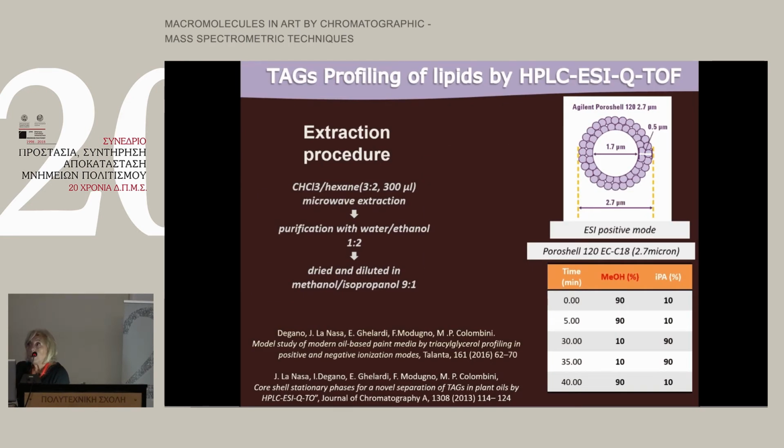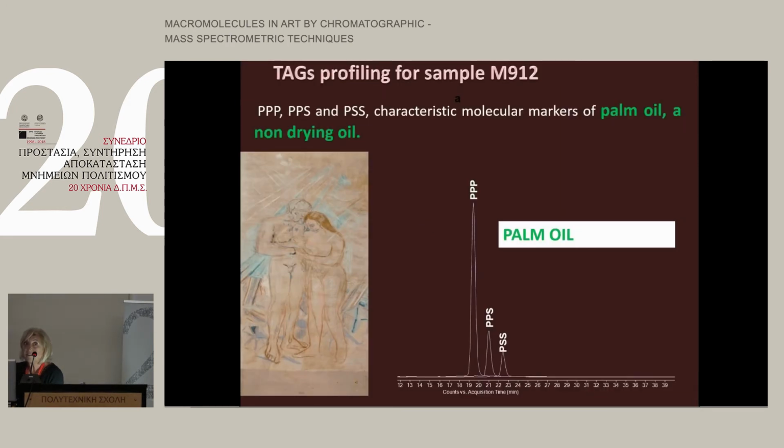For this reason, we have developed a new procedure which is able to profile the triacylglycerol and diacylglycerol of each kind of oil which can be used in art. So we have analyzed so many oils, and we have a good database not only of fresh oils but also oxidized oils. And by this new procedure, we have analyzed the same sample, and we found this characteristic molecular pattern with the markers of palm oil.